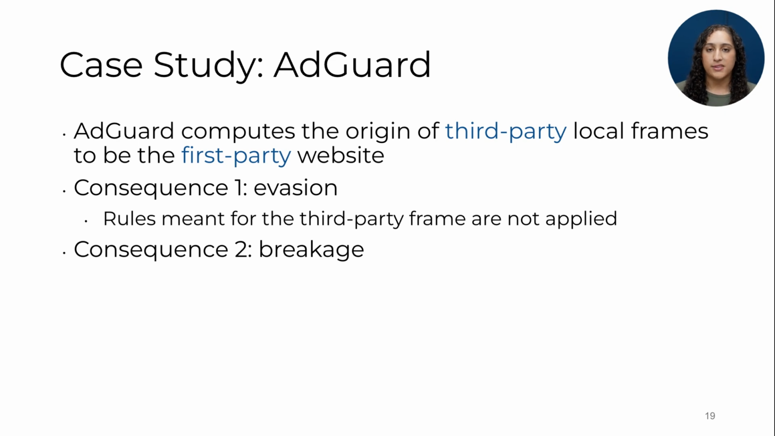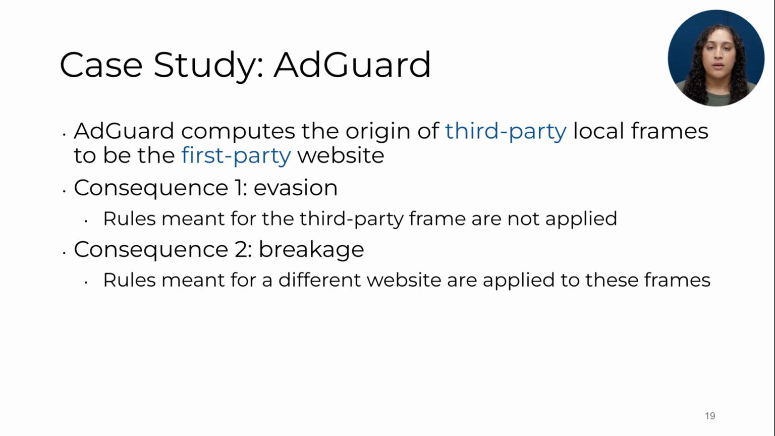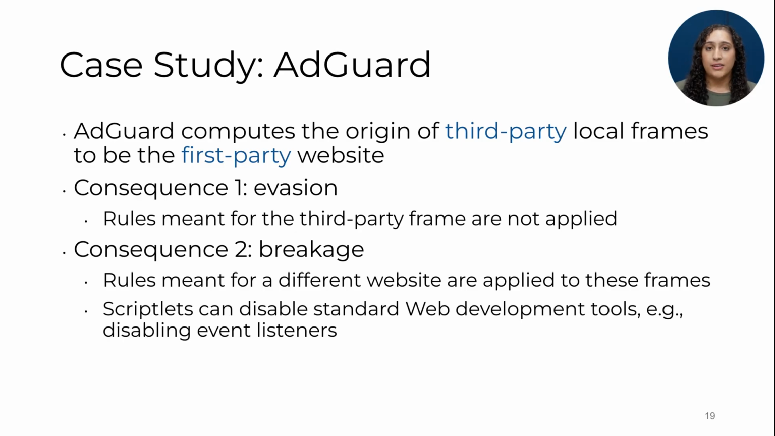The second consequence is potential breakage. All of the rules that were meant for the first-party website were now also being applied to this third-party frame. So it's likely that the developers did not test those rules on this third-party website, and this could cause some breakage. In addition, AdGuard had this miscomputation for scriptlets and cosmetic filtering. Scriptlets are really powerful, and they can disable standard web development tools like event listeners. And so the possibility for breakage is magnified.